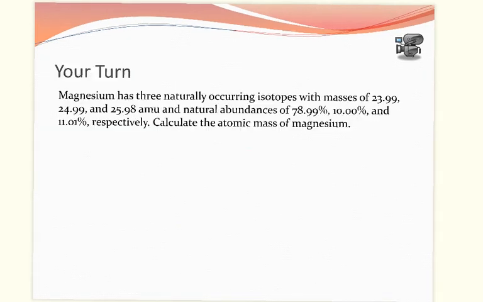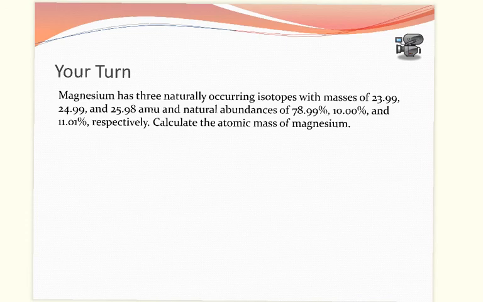Okay, go ahead and give this a try. Now, magnesium, on the other hand, has 3 naturally occurring isotopes with a mass of 23.99, 24.99, and 25.98 AMU, and natural abundances of 78.99%, 10%, and 11.01% respectively. So let's calculate the mass of magnesium.